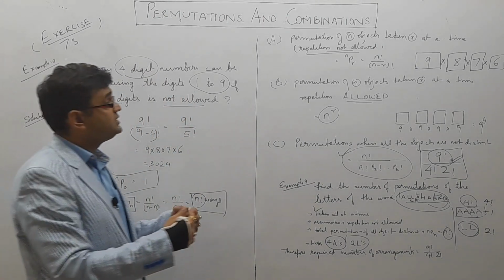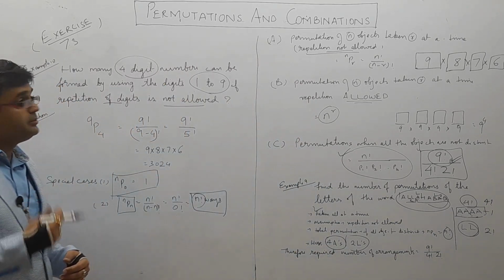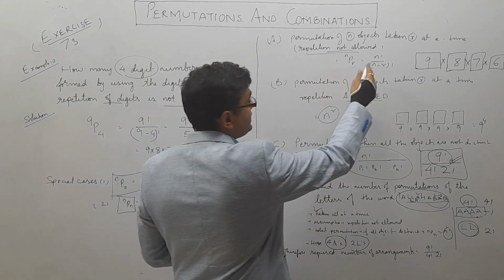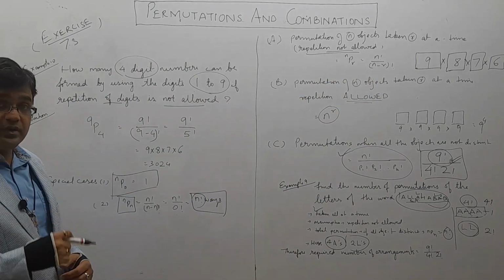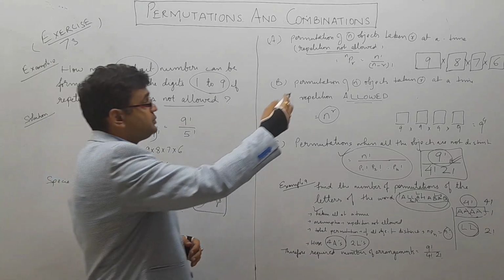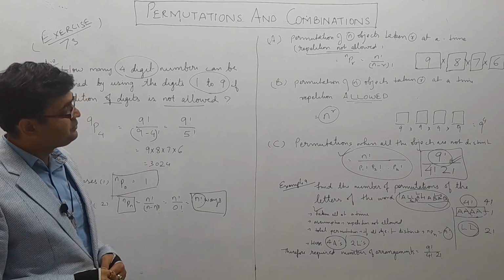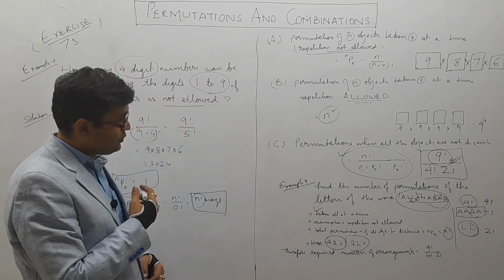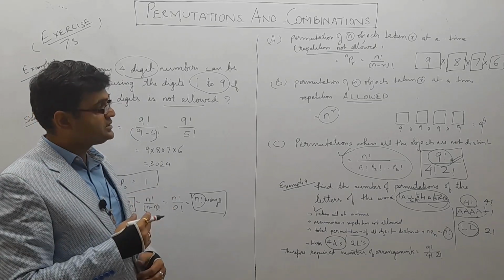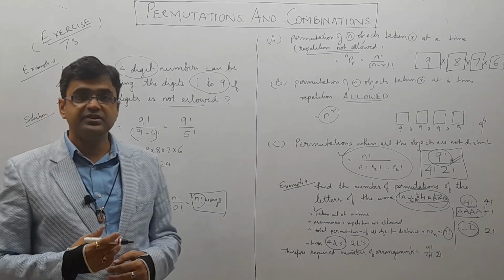I first told you the first case: the permutation of n objects taken r at a time, when repetition is not allowed, is given by nPr equal to n factorial upon n minus r factorial. If repetition is allowed, then nPr is equal to n raised to power r. I gave the logic for the same. And finally, there is another case, the permutation of all the objects when all the objects are not distinct, some of the objects are similar.